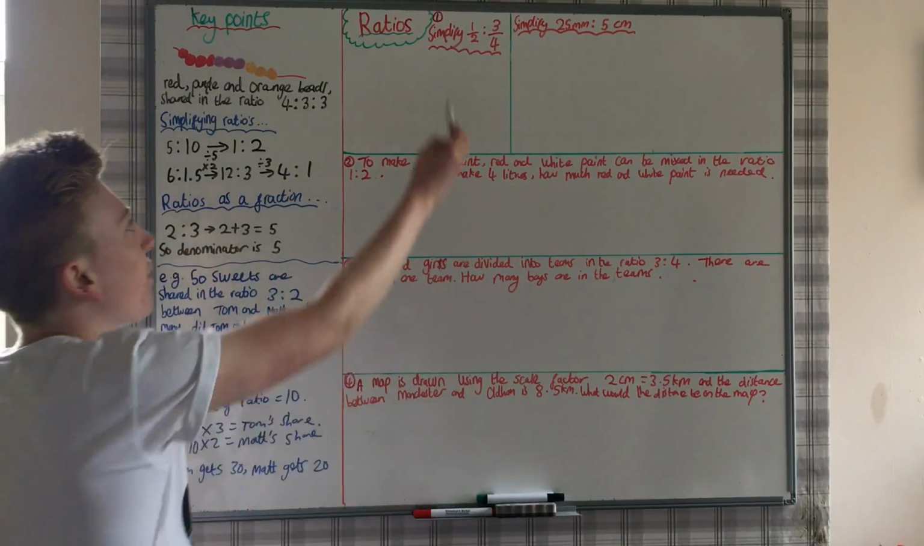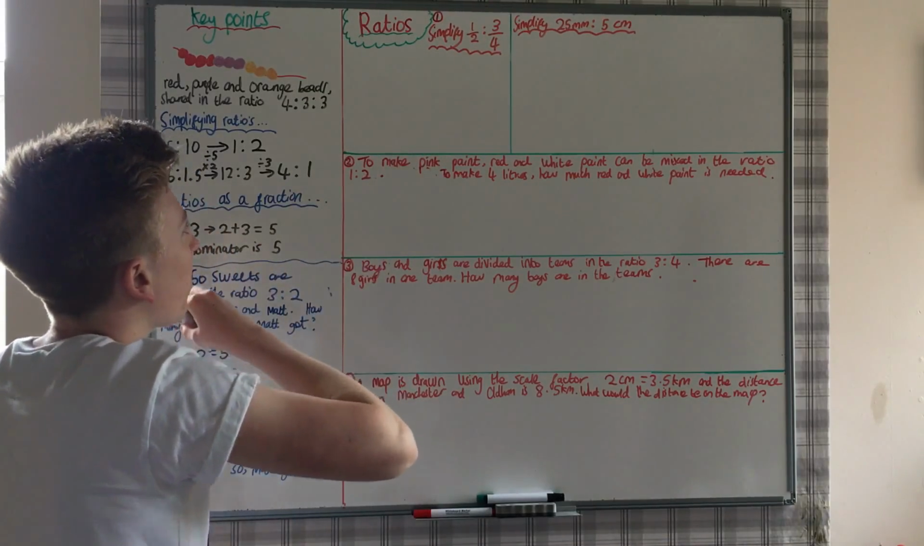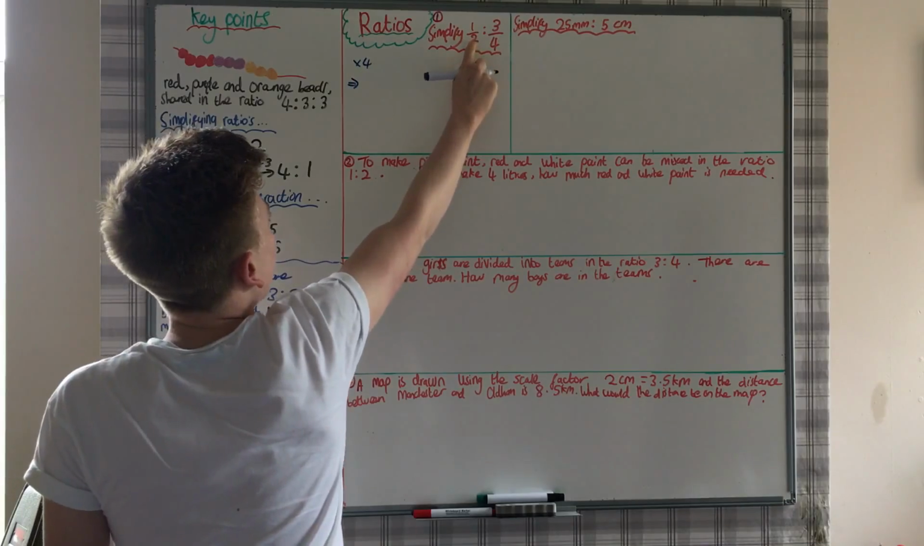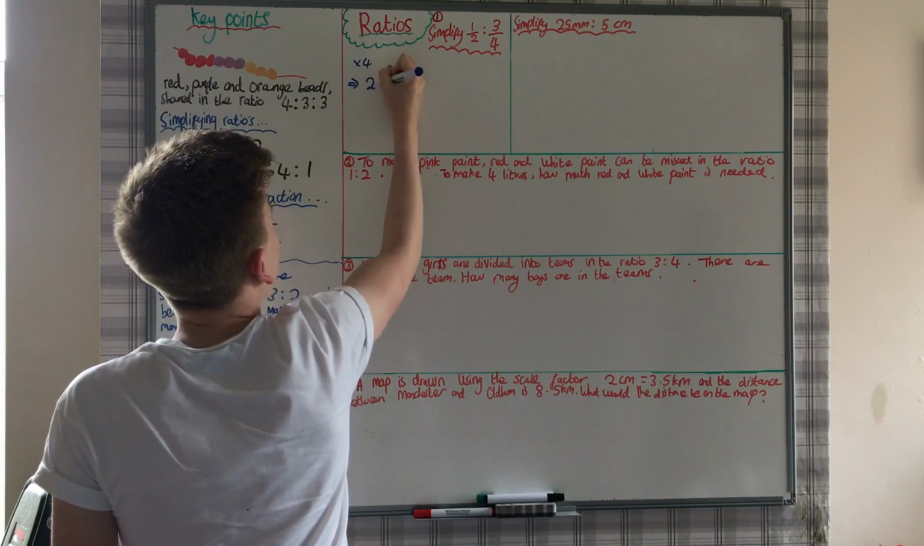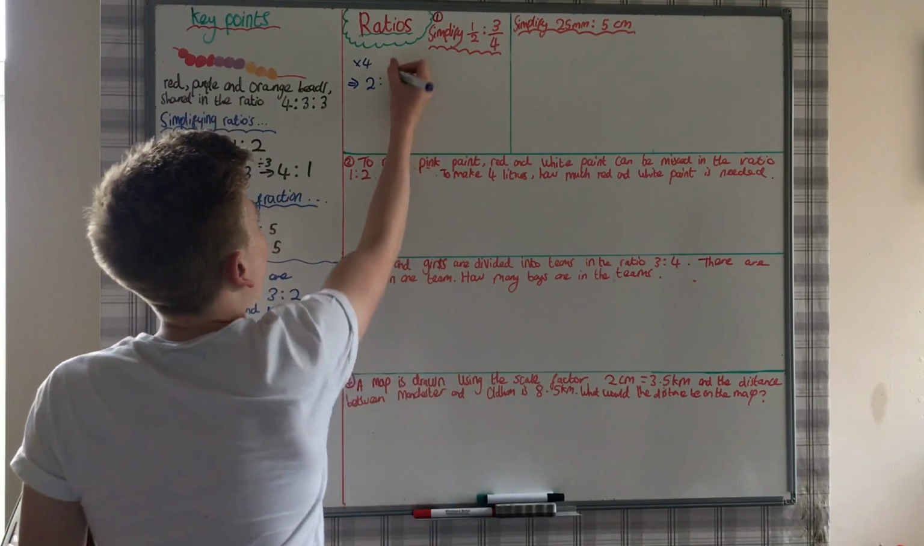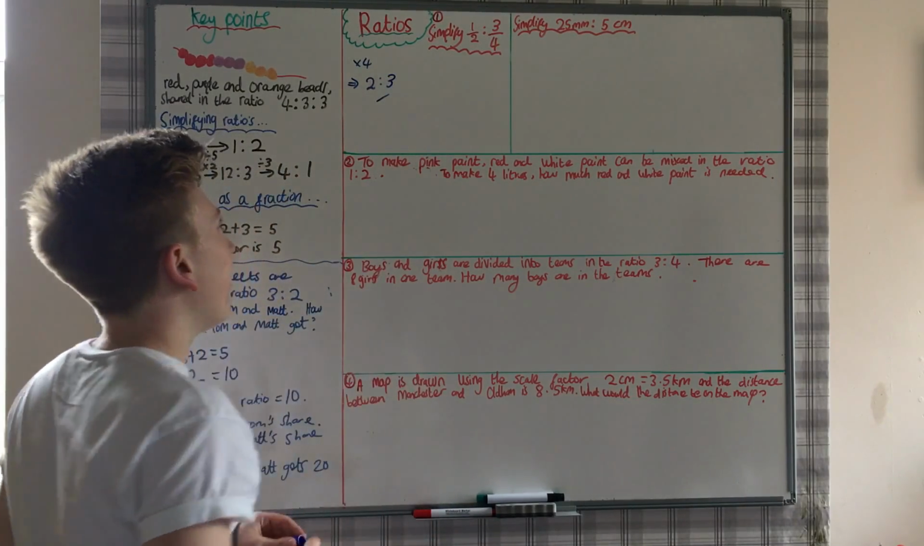So if we multiply both sides by 4, we're going to get whole numbers. So multiplying by 4 gives us 2 on the left hand side, a half times 4 is 2. And on the right hand side it gets rid of our denominator to give us 3. So that is the simplified version.